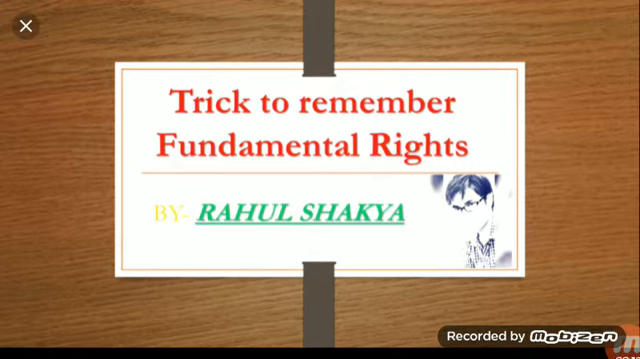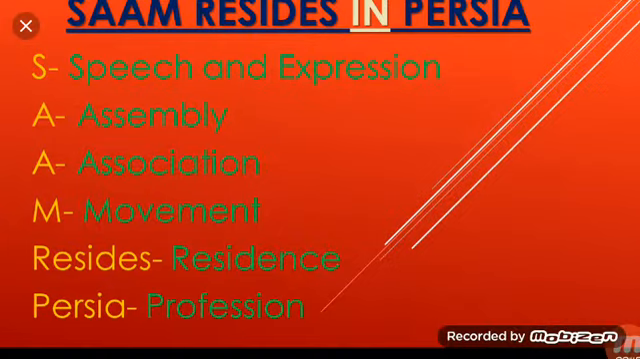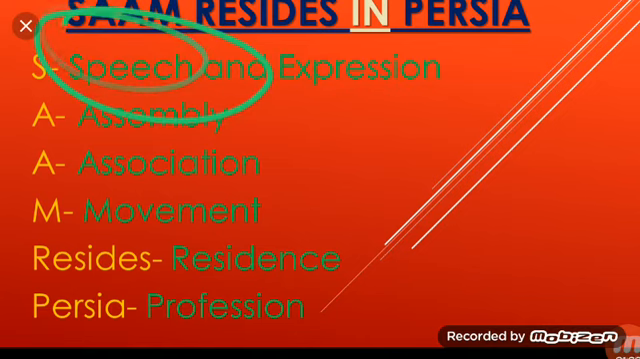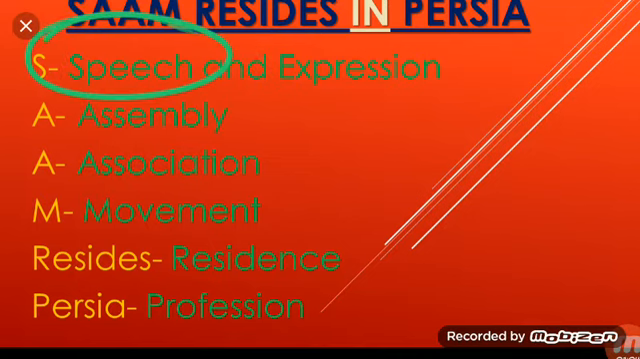So Article number 19 is all about the right to freedom. In this we will cover it by the trick called Sam resides in Persia. So what you need is to remember this trick called Sam resides in Persia. Sam is the name of a person, just like Golu Molu. We have different persons in our society. So Sam is likewise a person in the society. He resides in Persia.